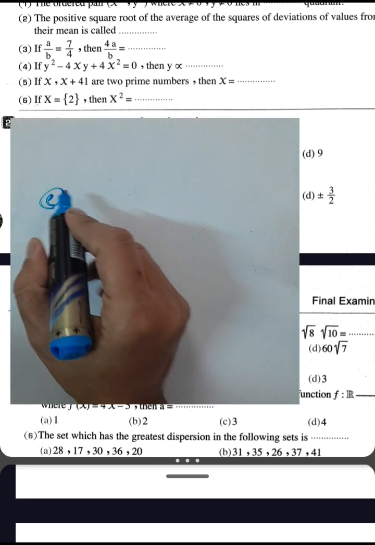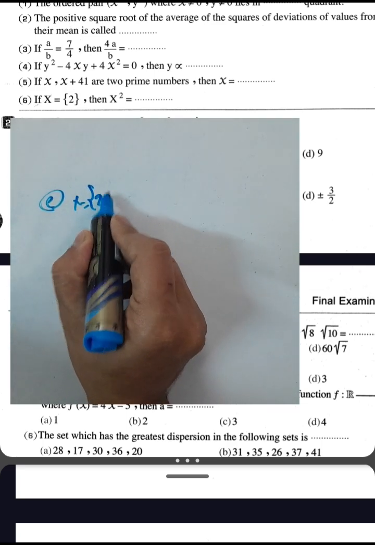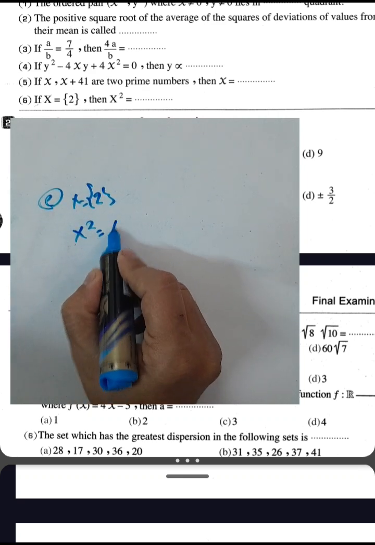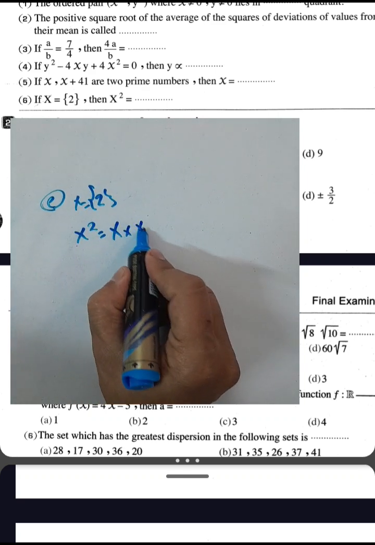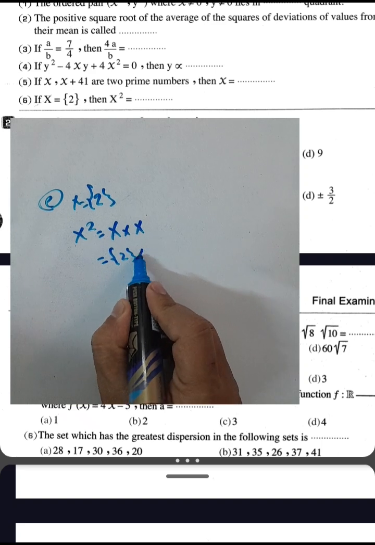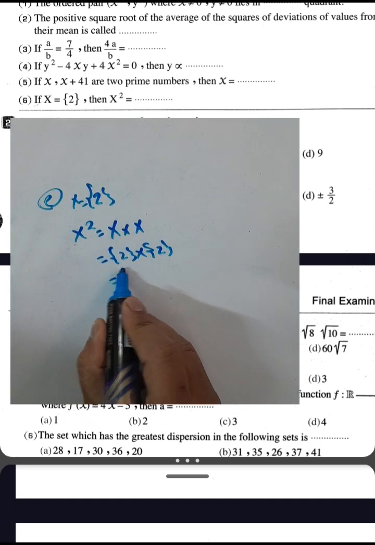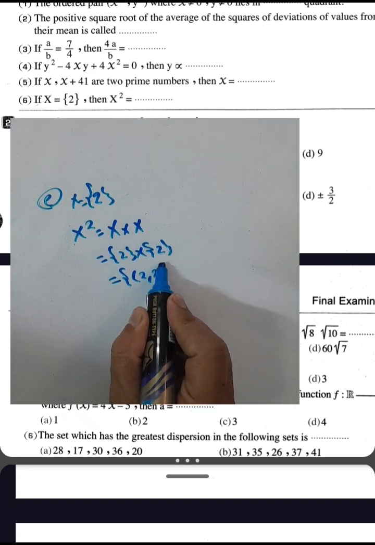Question letter E. If x is the set of 2, then x power 2, it's meaning it's Cartesian product between itself. We can write set of 2 product by set of 2, then the result will be set of 2 and 2.